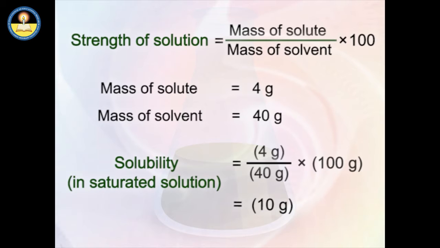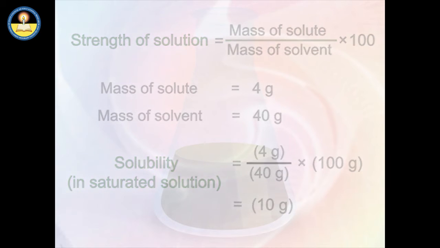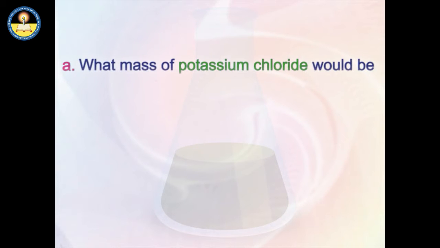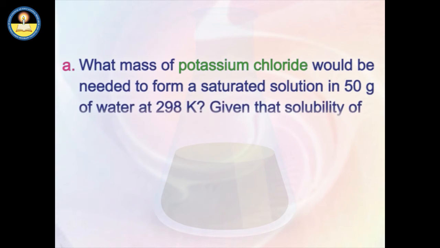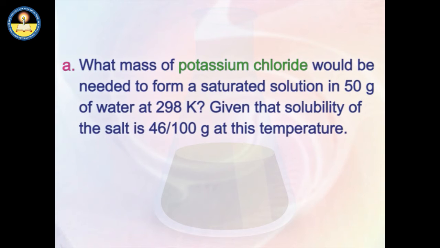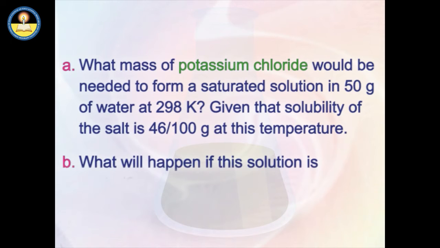Here is one more problem for you to solve, and I am sure you would solve it effortlessly. A. What mass of potassium chloride would be needed to form a saturated solution in 50 grams of water at 298 Kelvin, given that solubility of the salt is 46 per 100 grams at this temperature? B. What will happen if this solution is cooled? What do you have to say for this problem?